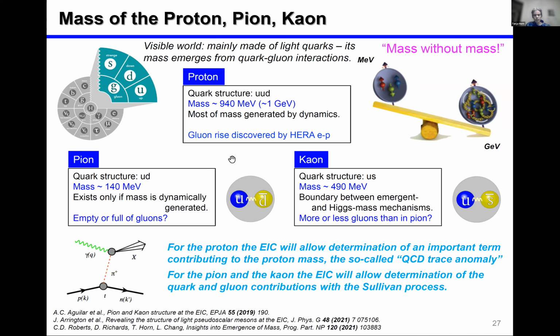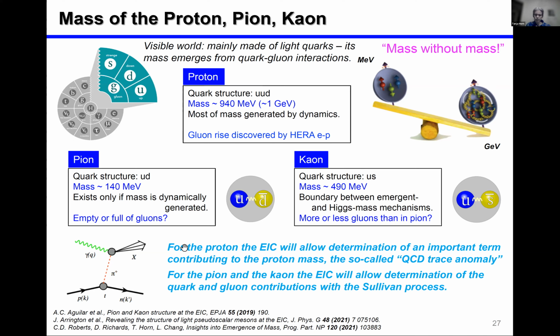And so then there were still some puzzles, some mysteries. In particular, with the masses of the pion and kaon, the sources and impacts of this emergent mass remain puzzling and should definitely be understood. So there are questions like, are there more or fewer gluons in the pion? If you look at the mass, is the pion empty or is it full of gluons? And EIC can contribute to this.